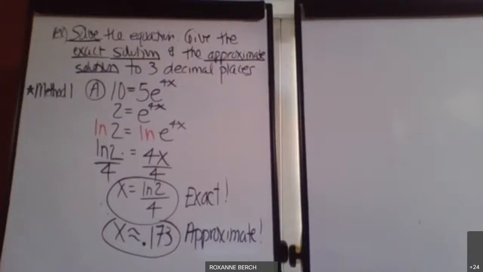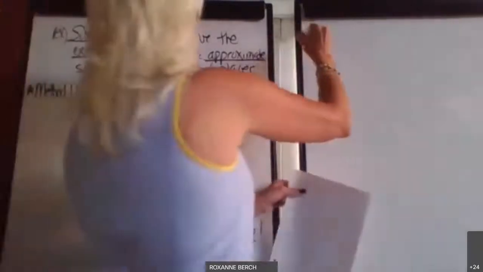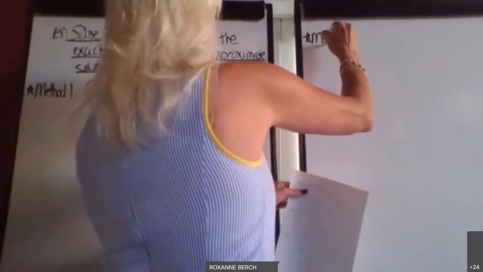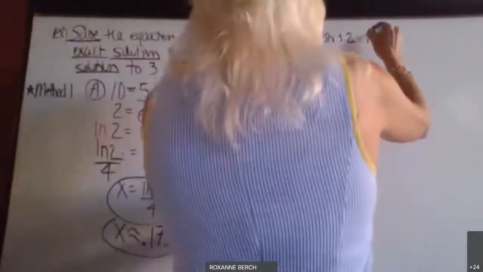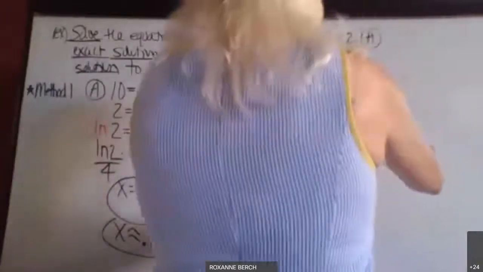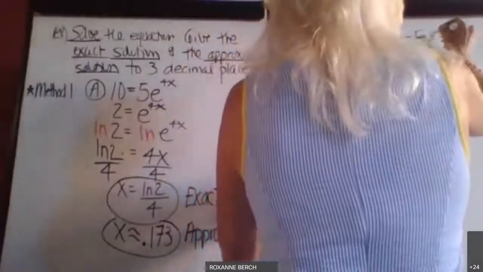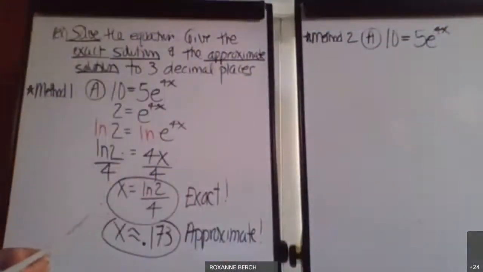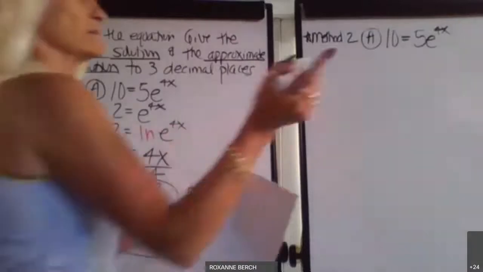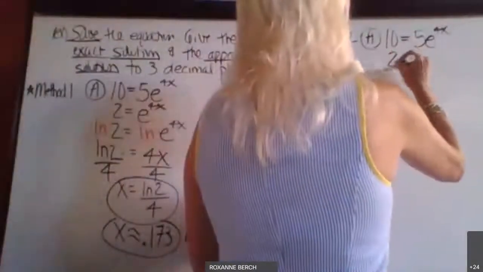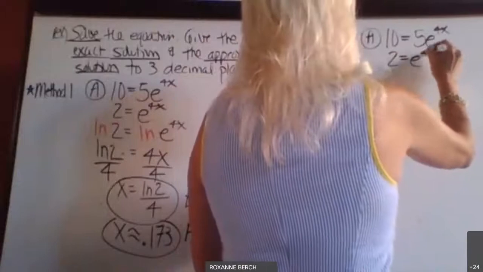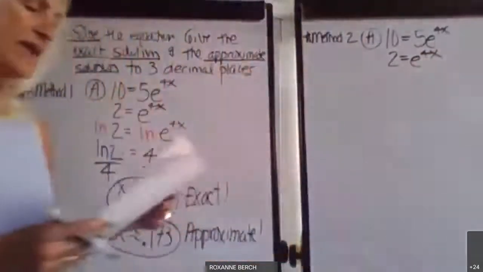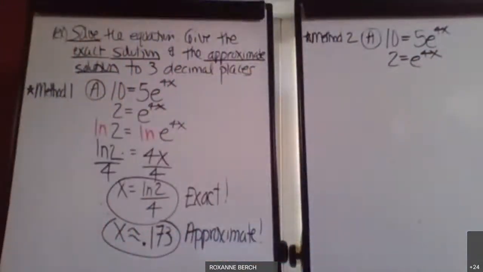And now we're going to do it a different way. I'm going to call this method 2. So we're going to do the same exact problem a different way. So notice it's the same exact problem. And we're going to simplify it. So divide by 5, divide by 5.